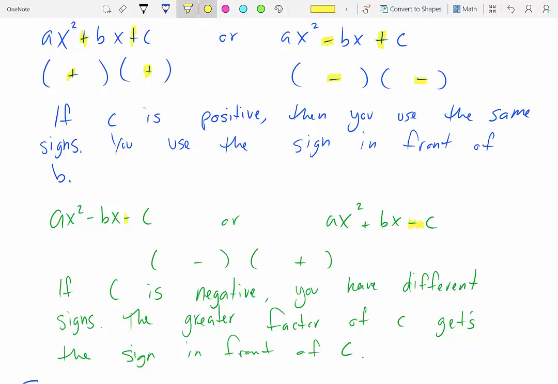So to sum this up, if c is positive, you're always going to have the same signs, and you're going to use the sign in front of b. If c is negative, you're always going to use different signs, and the sign in front of b goes to the greater factor of c. Now let's put this all to use for example 1.